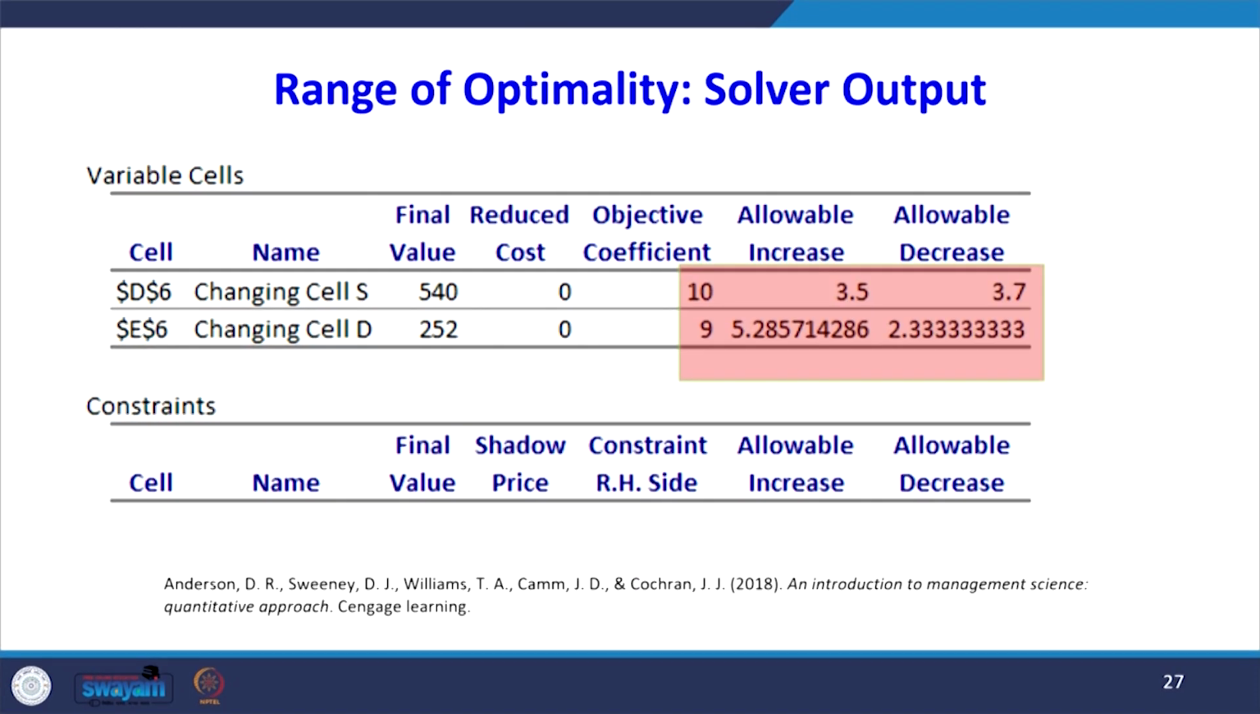Now, how to see this range of optimality in our solver output? I have brought the output of the solver. In the variable cells you see that the final value, that is our answer.